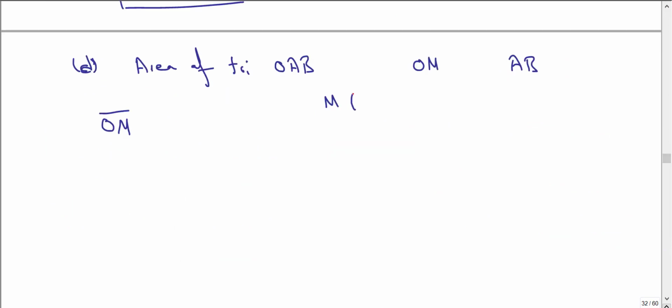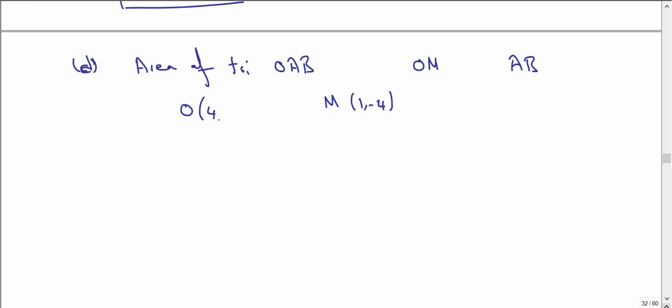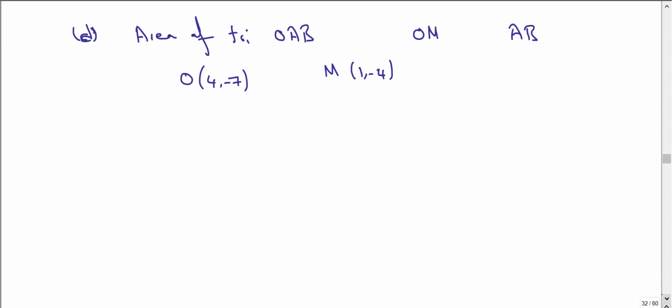Here M was (1, -4). So how to find the distance OM? You have point O. We said the coordinates of O are (4, -7). And we have M (1, -4). How to find distance OM? Using the distance formula. It's not an invention. Remember the distance formula. Memorize it.